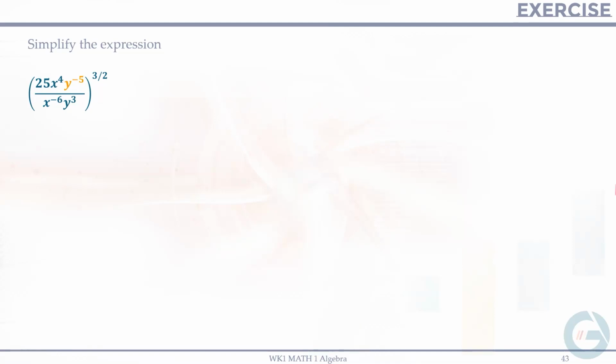So how to make it positive? Of course, bring it down to the denominator. Okay, so another one, we have x raised to negative 6. So how to make it positive? So from the denominator, you bring it up to the numerator. Okay, so now we don't have a negative exponent.